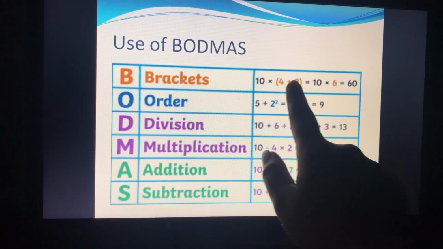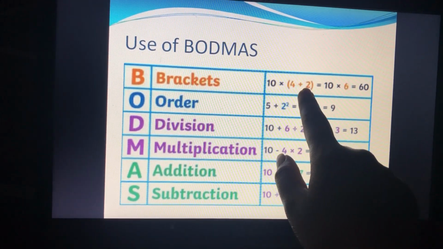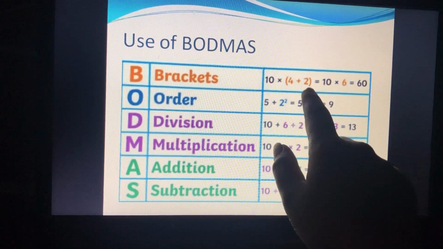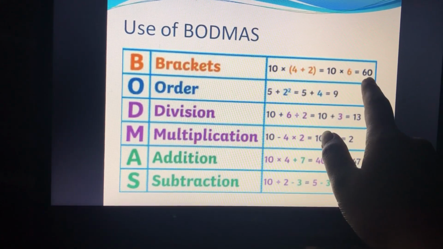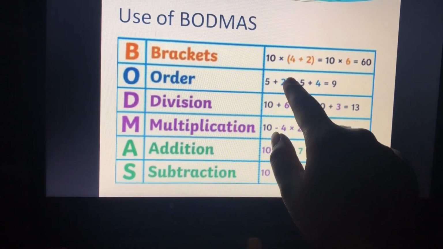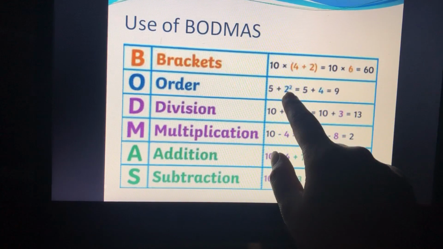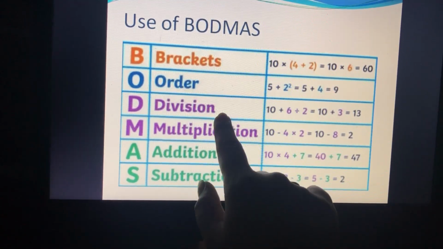So brackets: 10 multiply (4 plus 2). 4 plus 2 is in the brackets, so we have to add them first. So 4 plus 2 is 6, 6 multiplied by 10 is 60. Order means the power. 2 square means 2 multiplied by 2, that is 4, and 5 plus 4 is 9.